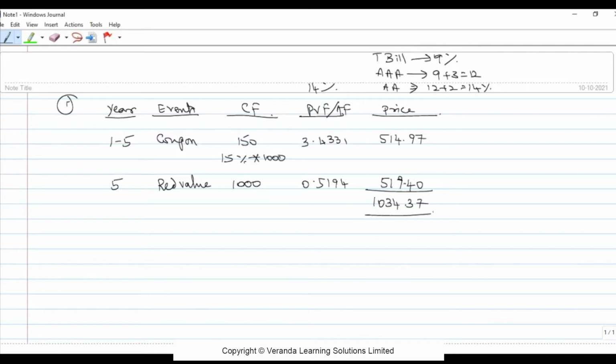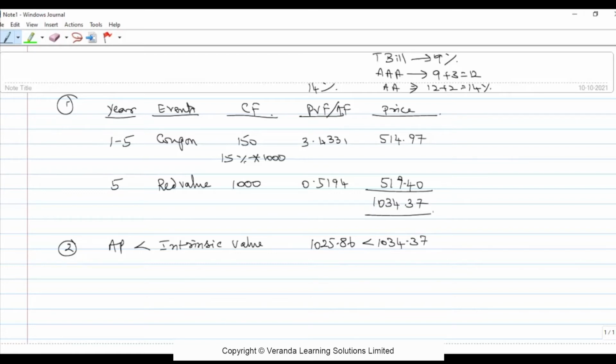Whatever we have done at the intermediate level in capital budgeting, the same thing is extended here. Next question, should we invest in the bond? You have to say yes or no. How to say yes or no? Actual price is lesser than the intrinsic value. Actual price is 1025.86. It is less than 1034.37.